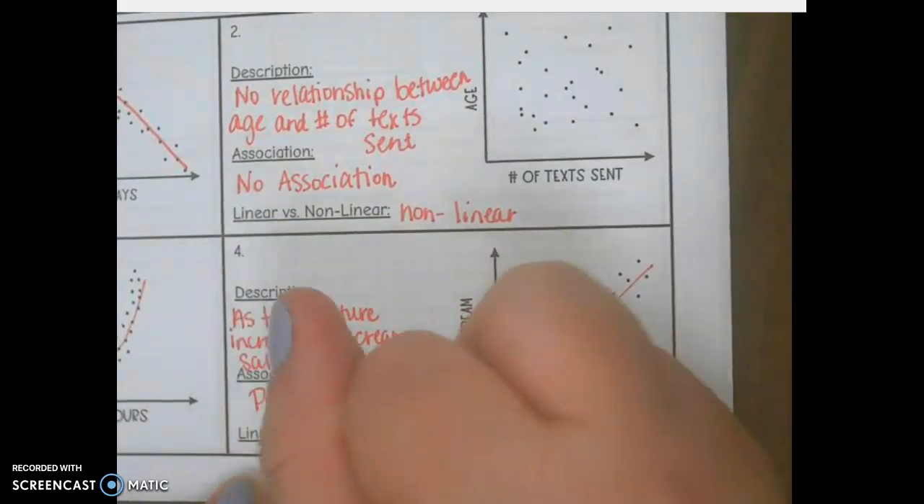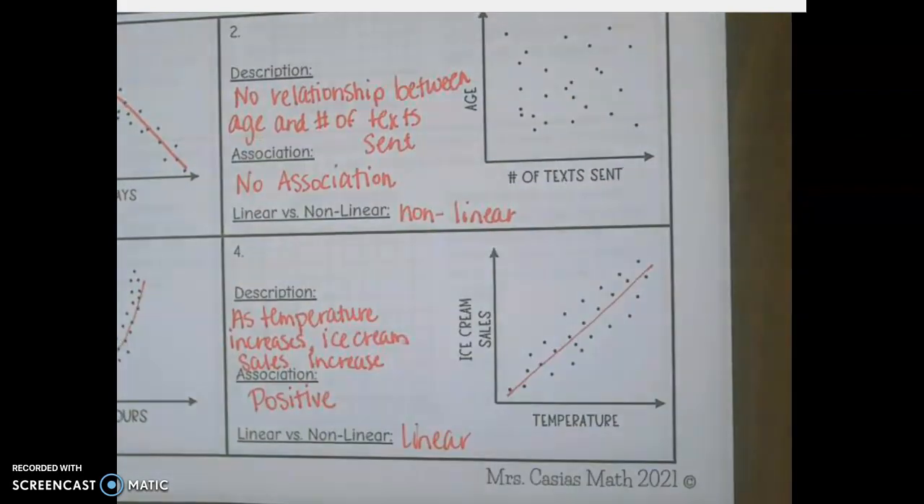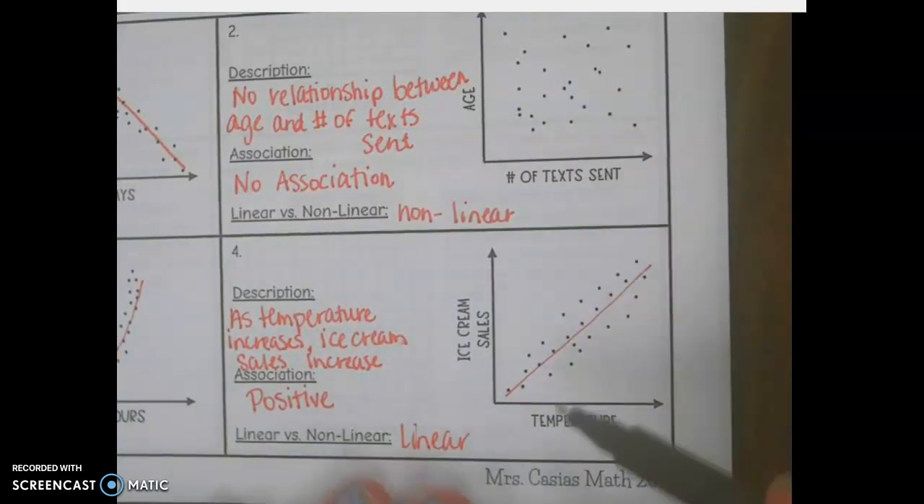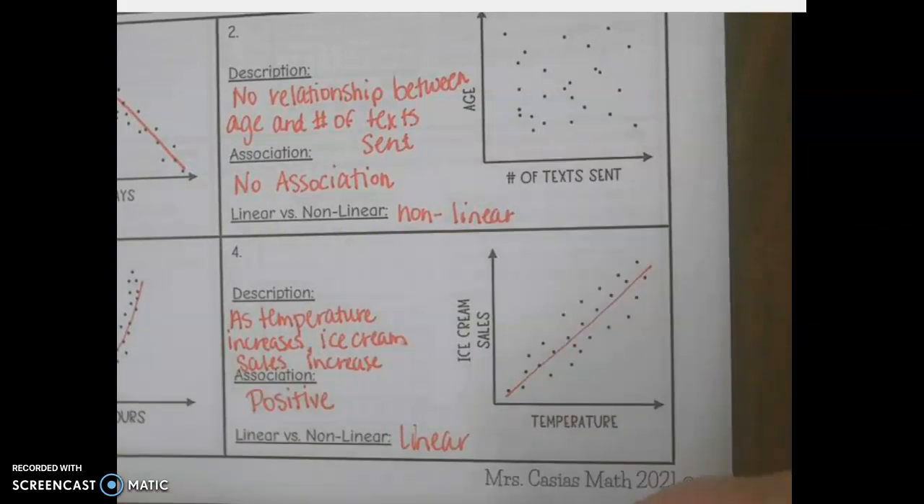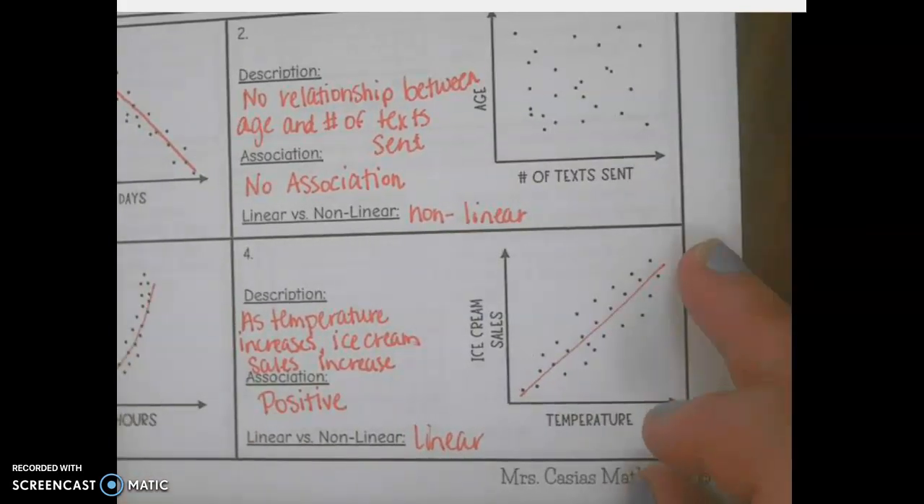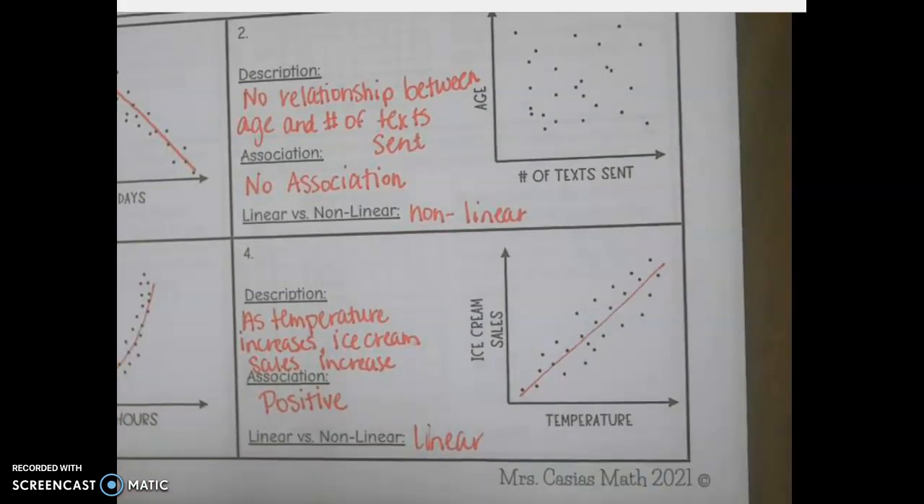Now, I hope you at least thought about whether you thought this was a strong or a weak. Overall, I'd probably say this is kind of in between. I would probably lean more towards a weak one just because you do want it as close to that line as possible. If we look at number 1 and 3, we can see how close that data was to that line. I hope this helps you understand positive, negative, and no associations.